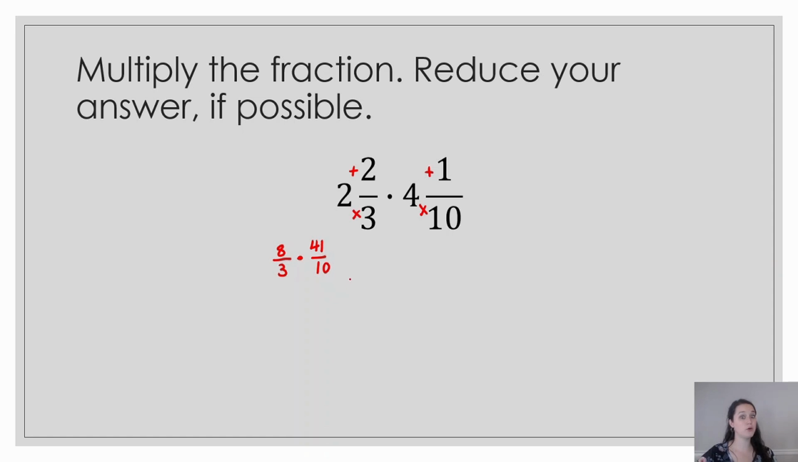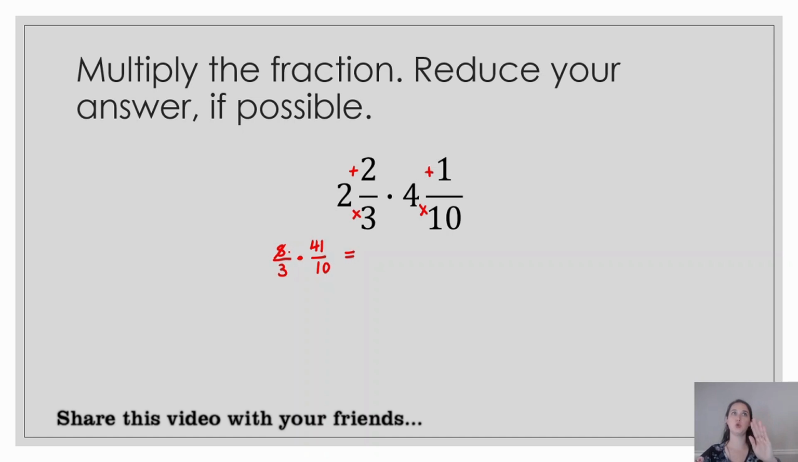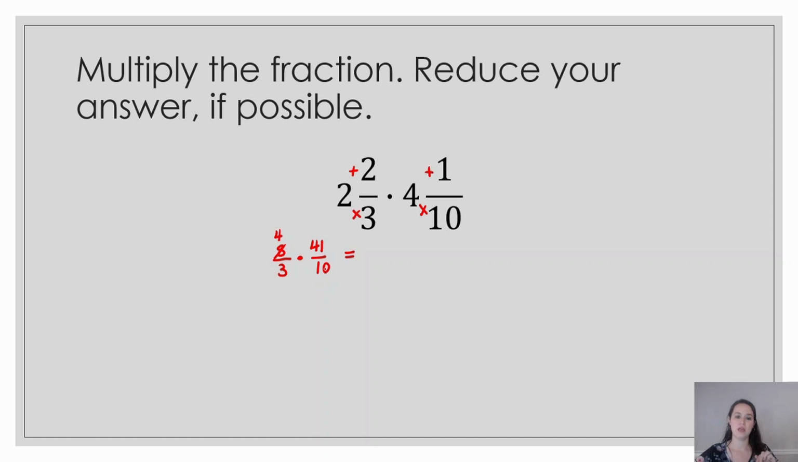So I'm going to go ahead and cross-cancel whatever I can. So 3 and 41, nothing in common. I can't do anything, and that's okay. However, my 8 and my 10 are both even numbers, so I know I can take a 2 out. If I take a 2 out of the 8, so 8 divided by 2, that leaves me with 4. And then if I take a 2 out of the 10, that leaves me with 5.